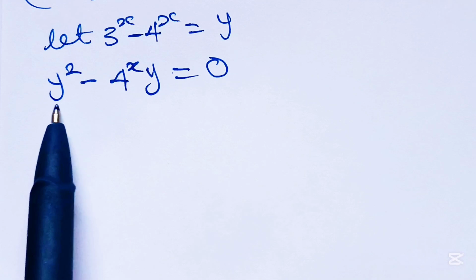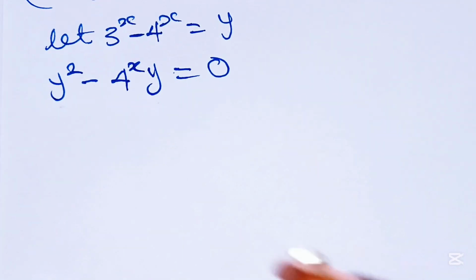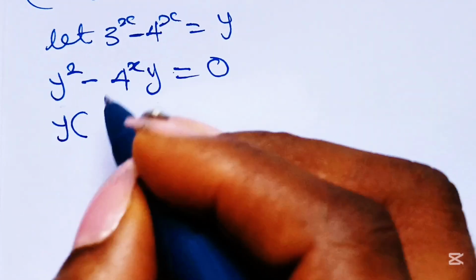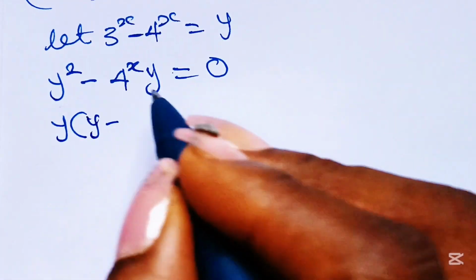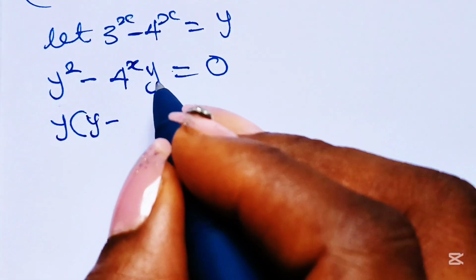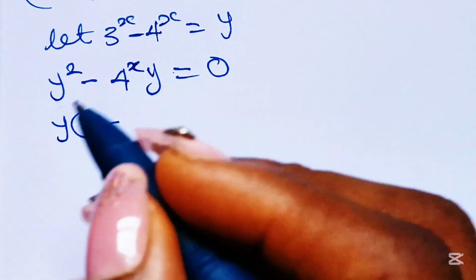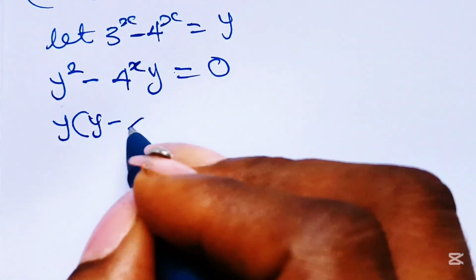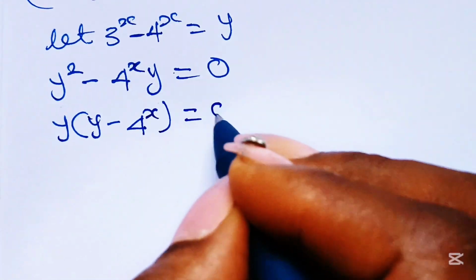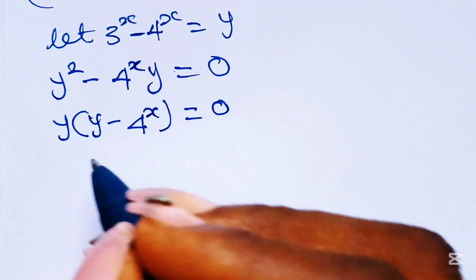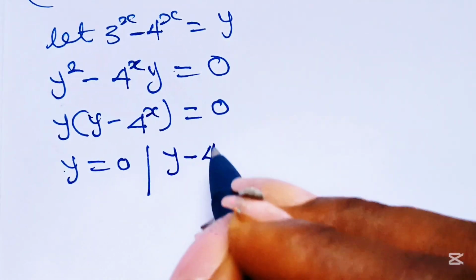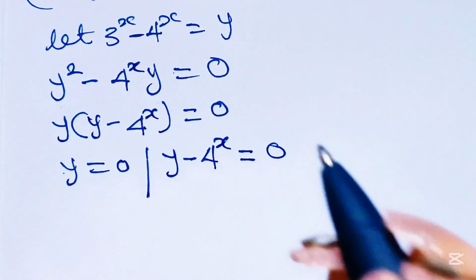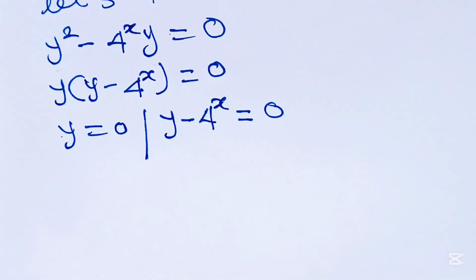Now we have y. Let's factorize y out first. So we have y bracket. So y squared divided by y will give us y, and 4 to the power of x multiplied by y, divided by this y, will give us 4 to the power of x, is equal to 0. So from here we can see that y is equal to 0, and also that y minus 4 to the power of x is also equal to 0.